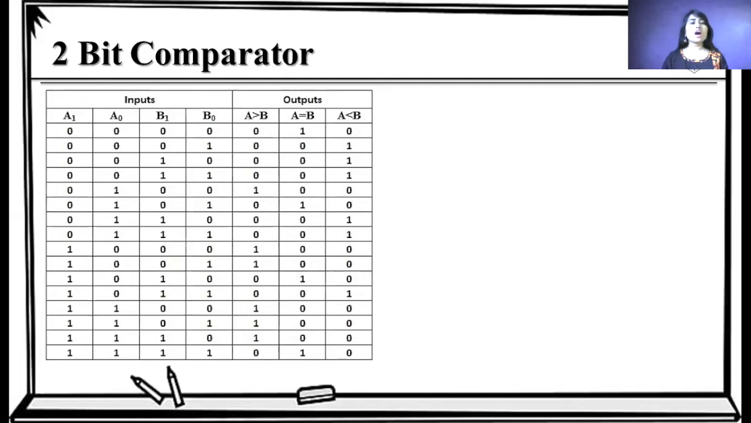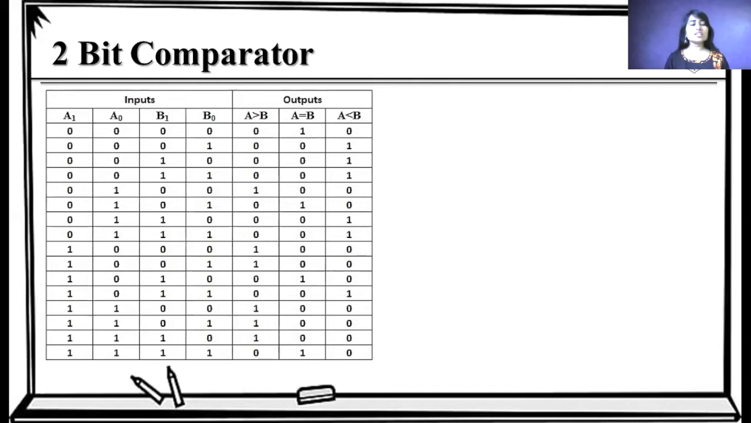So this is how we compare first A1, B1. If A1 and B1 are the same, then go with A0, B0. And from A0, B0, if we have any output combination of greater than B or less than B, we write it. And if A0, B0 are again both the same, we can write A equals B.